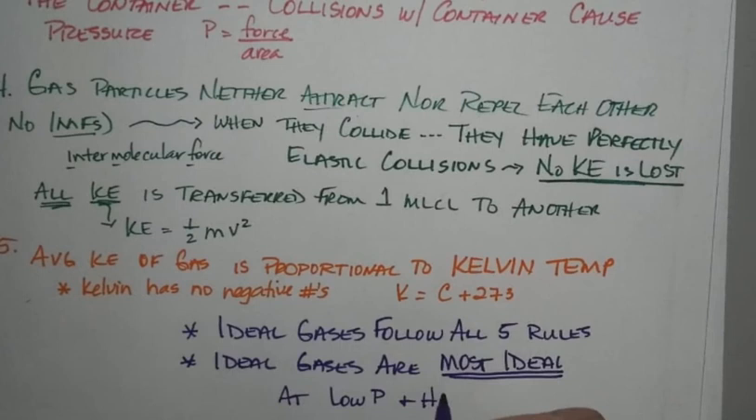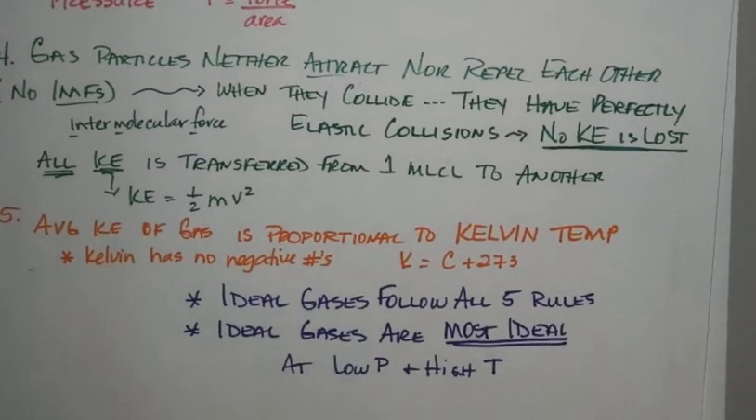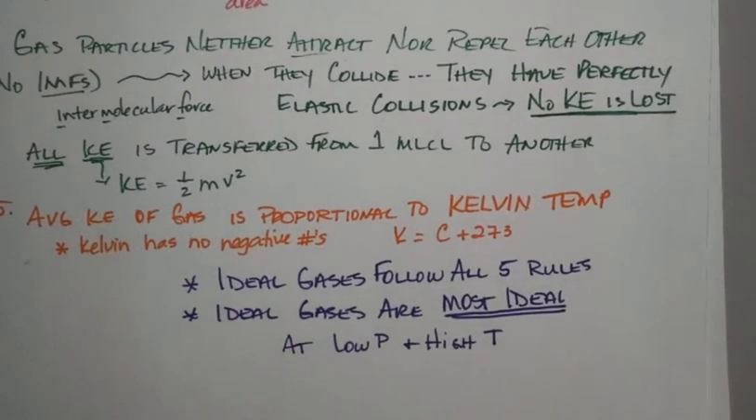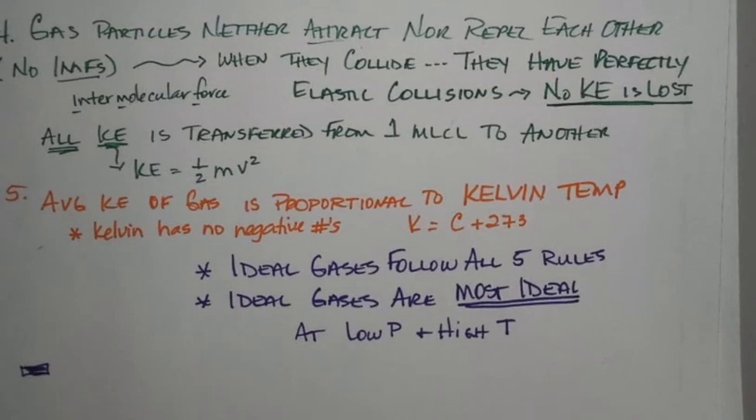And again, that makes sense. Low pressure means they're spread out. High temperature means they're moving really fast. So, at low pressure, the volume of the molecules can be ignored because they're small compared to the total volume of the gas.